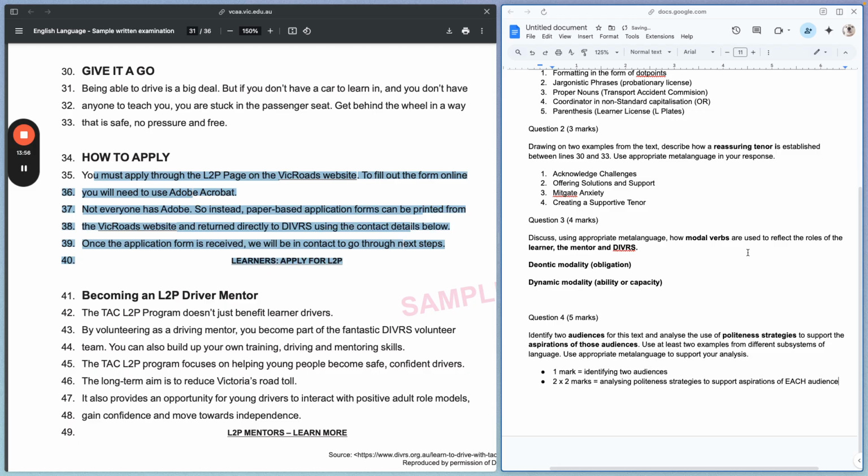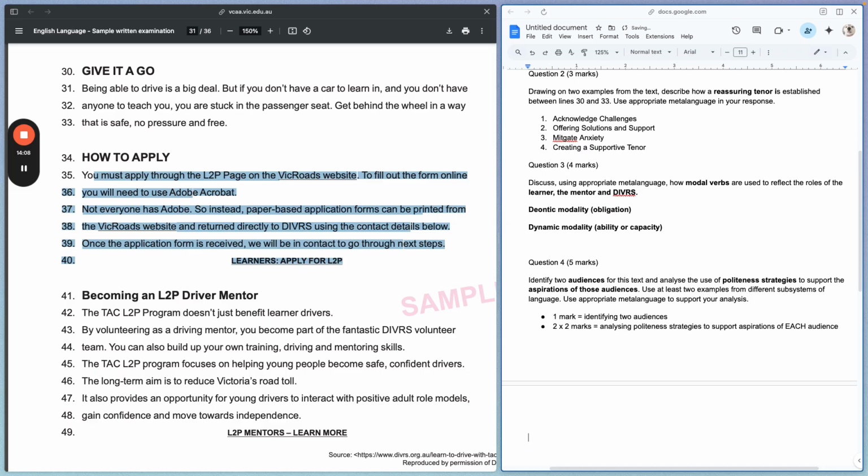Now, I think question number 3 gives you a pretty big clue as to who the two audiences are. It's going to be L-platers and also mentors, people who want to become mentors. I think another one of your confusions might be what aspirations are. So aspirations, you can literally take it in the very literal English sense. It's about your hopes, your ambitions, your goals that you have for your future. It's about what you want to achieve or what you want to become.